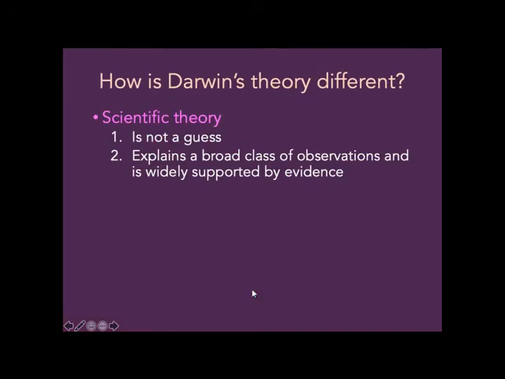Okay. So the way that we define a scientific theory in this class is that it is different than a guess, right? It's not a guess. It is something that is strongly supported, and it is also reasonably broad. It's an idea that's broad enough to explain a wide class of observations, okay? Not just a little idea, but a big idea that can explain many, many things that you see in the world around you. And also, it has to be supported broadly by lots and lots of evidence, okay?